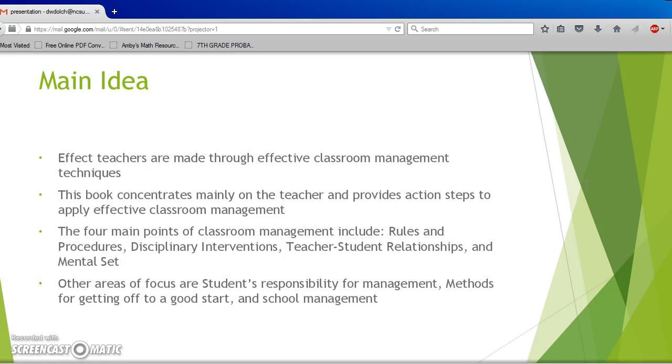The four main points I'll be going over today in classroom management include rules and procedures, disciplinary interventions, teacher-student relationships, and mental set. Other areas of focus are students' responsibility for management, methods for getting off to a good start, and school management.